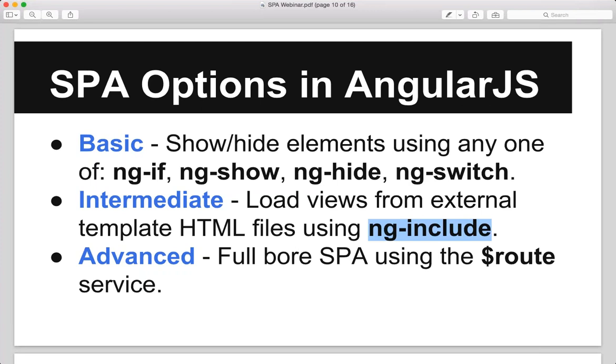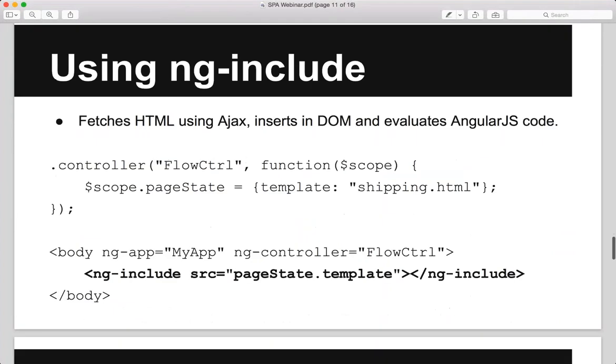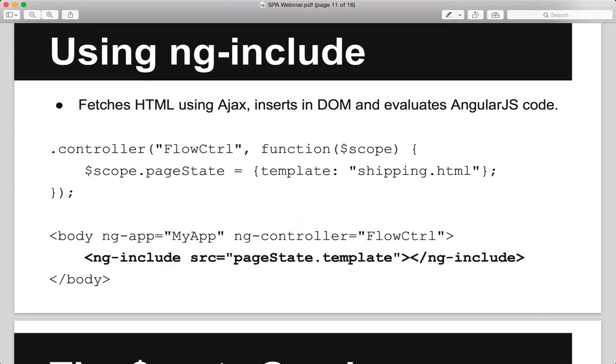What ngInclude does is that it uses Ajax to pull in the HTML content for a view and then renders the view within the page. And finally, we have the most advanced option, which is using the route service. We'll take a look in more detail at the intermediate option and the advanced option here. So let's see how to use the ngInclude directive. Fairly easy to do, actually.